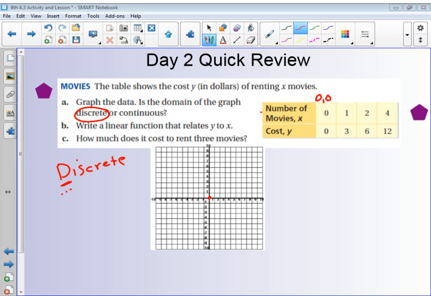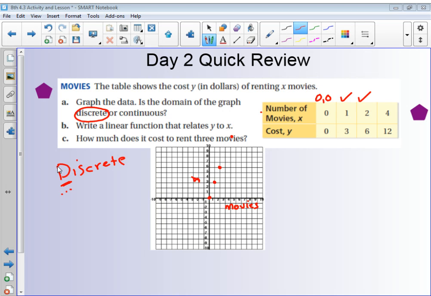So 0 movies is going to cost $0. And I'm just writing on here my information. Okay, if I get 1 movie, it's going to cost $3. So that one's graphed. 2 movies is going to cost $6. And 4 movies is going to cost $12. So that's going off of my graph. I'm going to guesstimate approximately where it would be. Okay, so there's my graph.